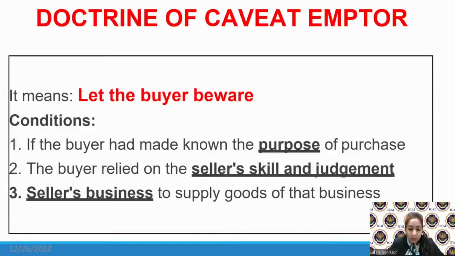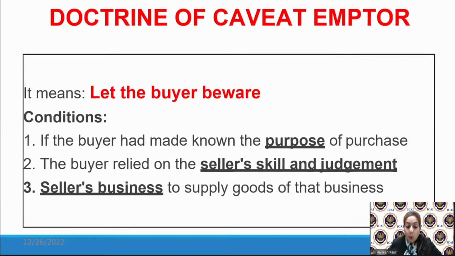In case of caveat emptor, what if I just said to the seller, give me a bottle and nothing else, and afterward my purpose is not fulfilled? Caveat emptor will apply. So Mr. Aryan Kumar, your query is not much clear, but let me make it clear that conditions for caveat emptor are: if the buyer has told the seller for what purpose he needs the goods, and he's relying on the seller's skill and judgment, and the business of the seller is to supply those goods. In that case, the implied condition as to quality and fitness can be made applicable, and if the seller does not fulfill your purpose, you can hold him liable.